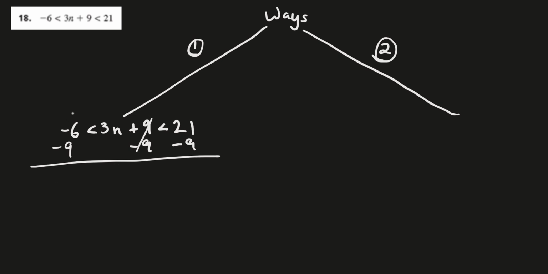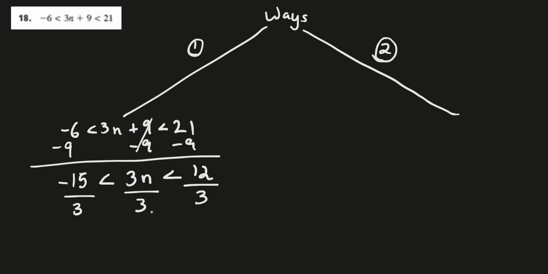So negative 6 minus 9 is just negative 15. Negative 15 is less than 3n is less than 21 minus 9. What is 21 minus 9? 21 minus 10 is 11, so 21 minus 9 is 12, because you're subtracting one less, right? So yeah, 21 minus 9 is 12. That's it. And then you can divide by 3, both sides.